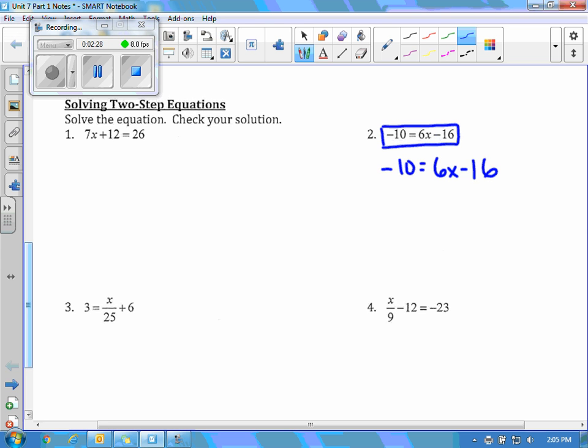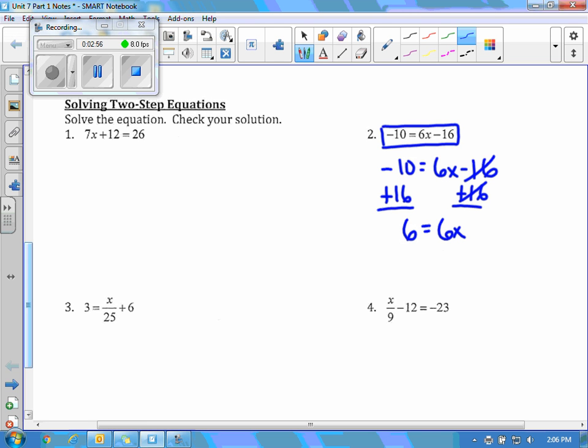And I'm going to come to the side with the variable, which is the right side of the equal sign. Over on the right side, I have 6x minus 16. Remember, the goal is to get the variable by itself. So my first step is always going to be to add or subtract. In this case, I'm going to add 16, so I have a minus 16. If I do it to one side, I have to do it to the other. Negative 10 plus 16 is 6, so I get 6 equals 6x, because negative 16 and positive 16 cancel out.